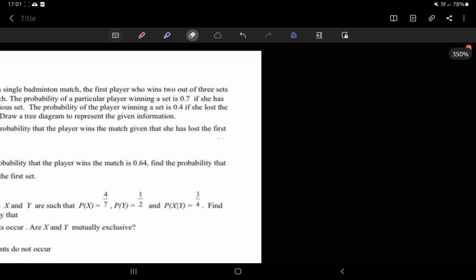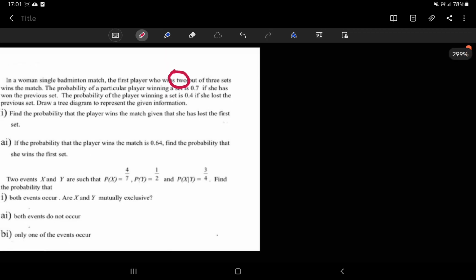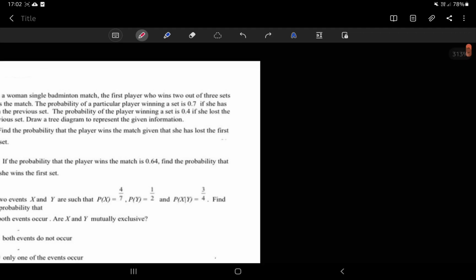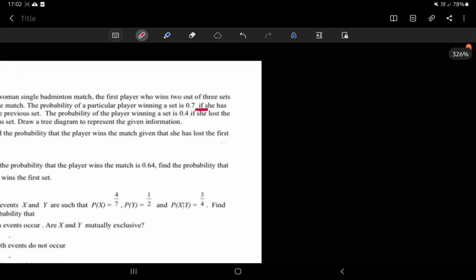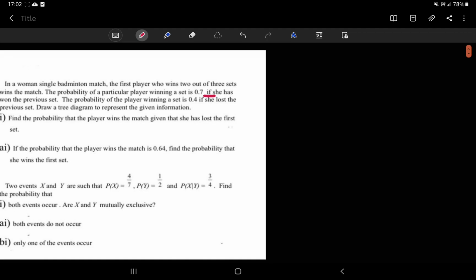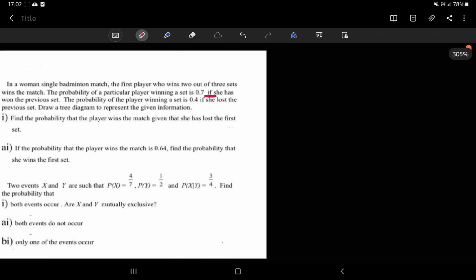In a women's singles badminton match, the first player wins 2 out of 3. So the condition is to win 2 out of 3 sets to win the match. The probability of a particular player winning a set is 0.7 if she wins the previous set. Hence, if she lost the previous set, the probability of winning is 0.4.